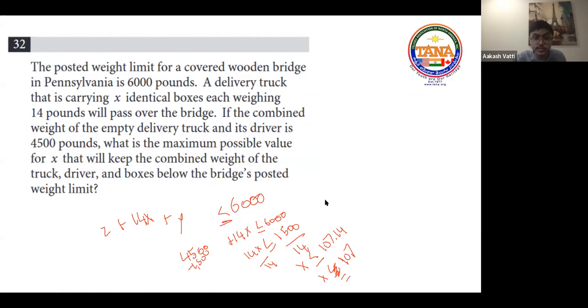No, you don't have to put in the units. The SAT doesn't ask you for units. You just have to put in a number.